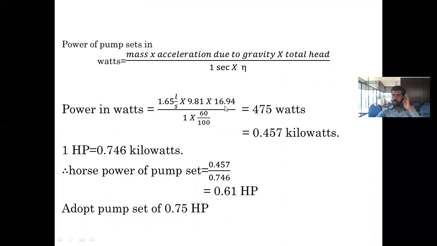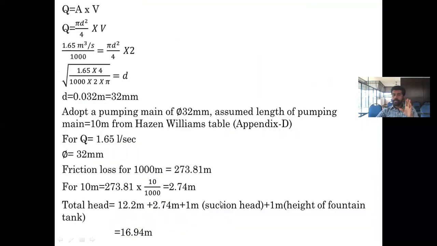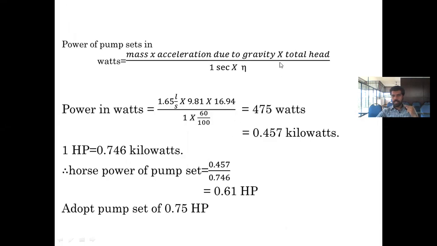So here it is 16.94. If we were using a borewell, this 1 meter would be changed to sometimes 30 meters. So the head would be 30 plus 1 plus 2.74, which also will change, plus 12.2 meters. Just take an example: if the total head was 50 meters, you have to insert that 50 meters here as the total head.